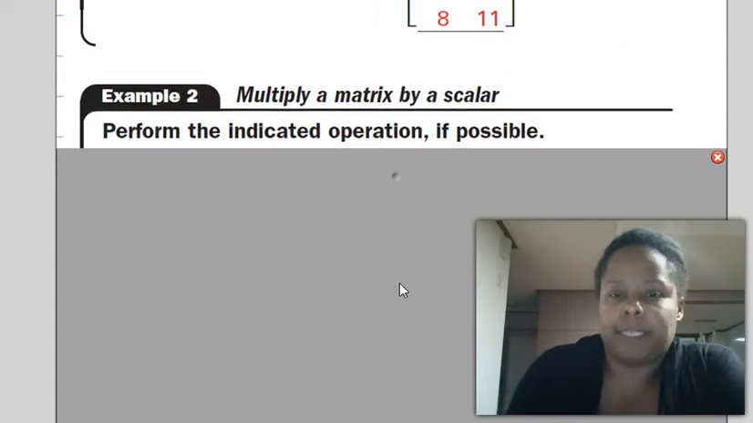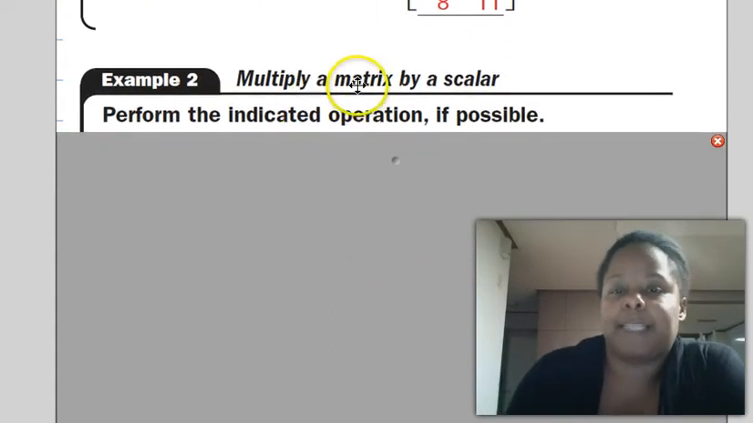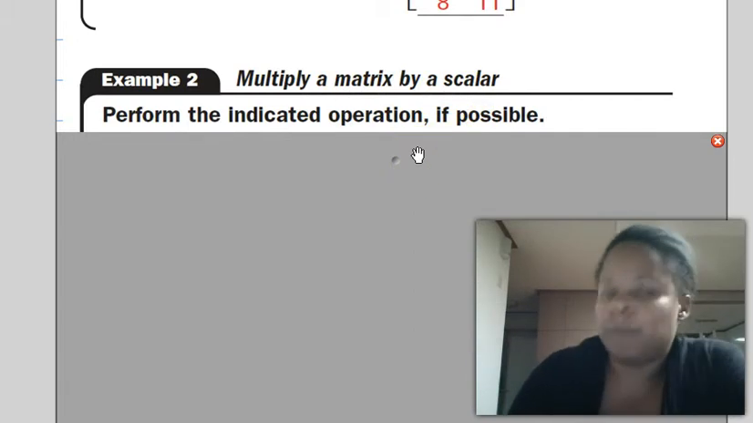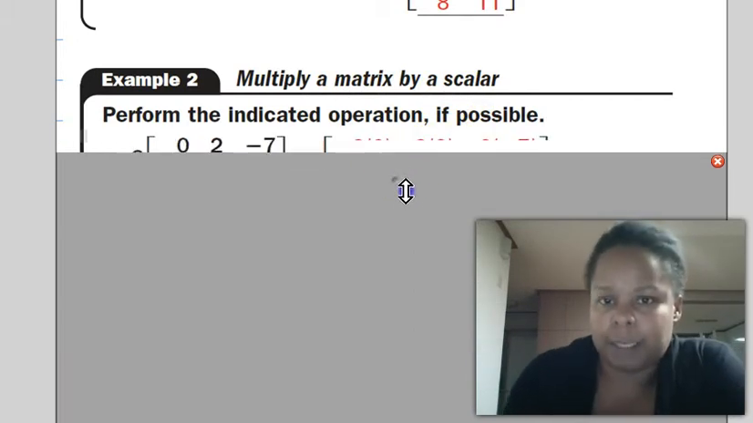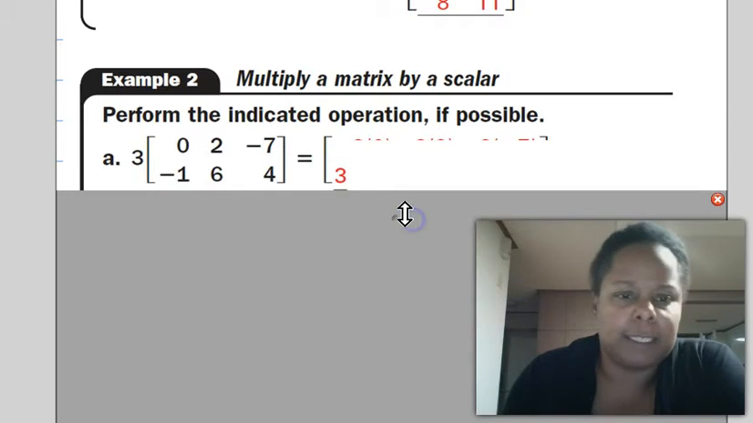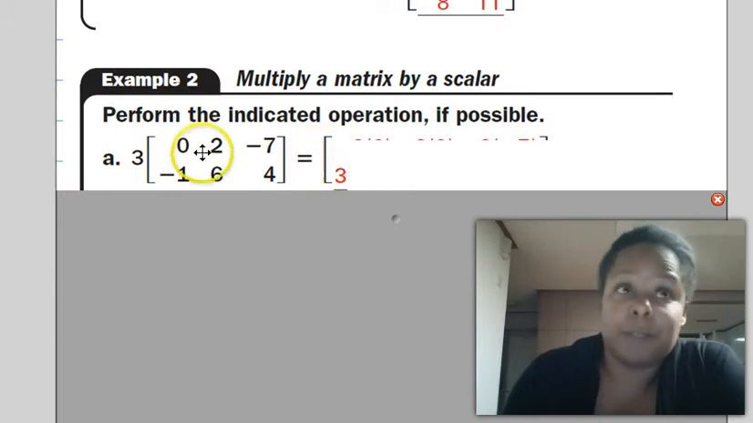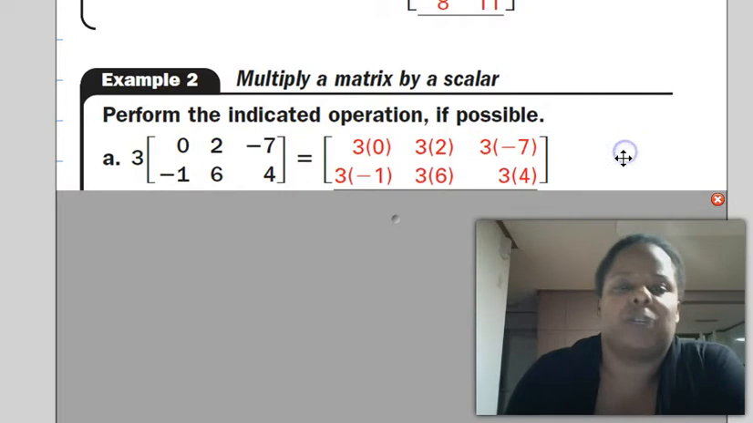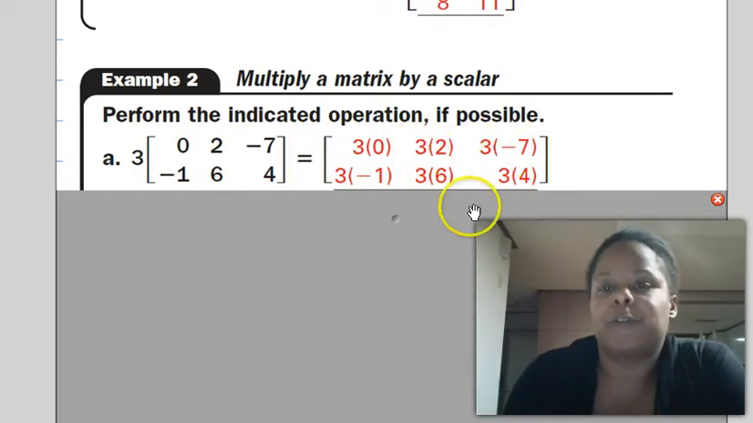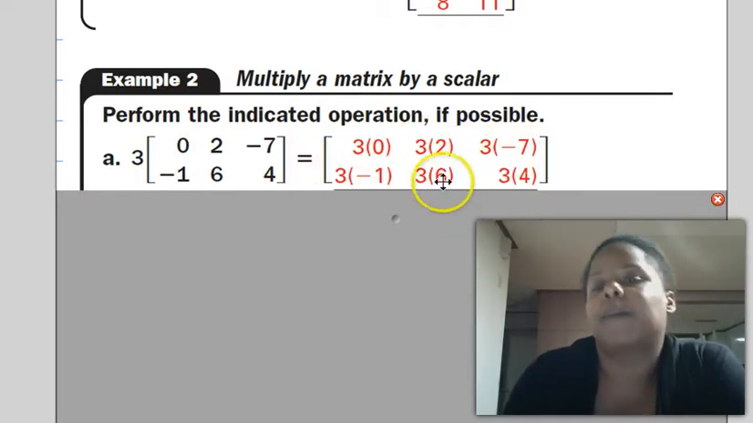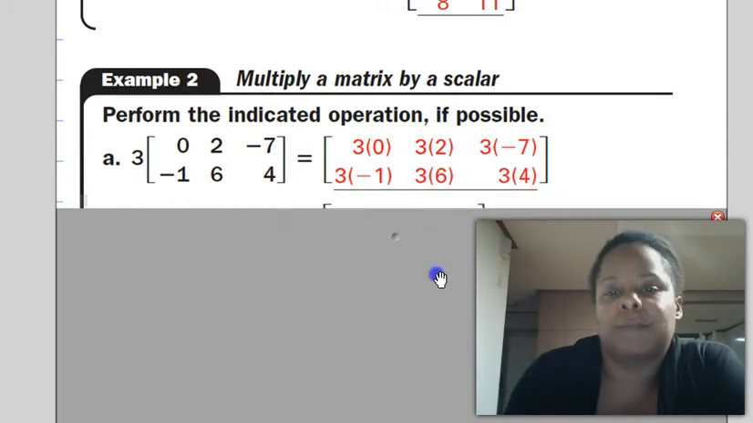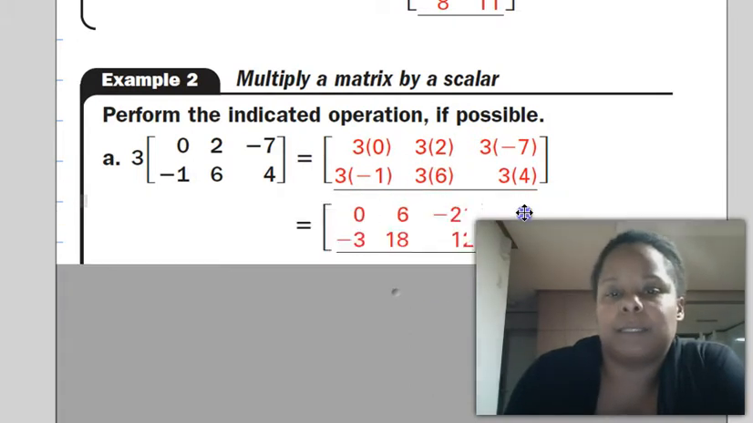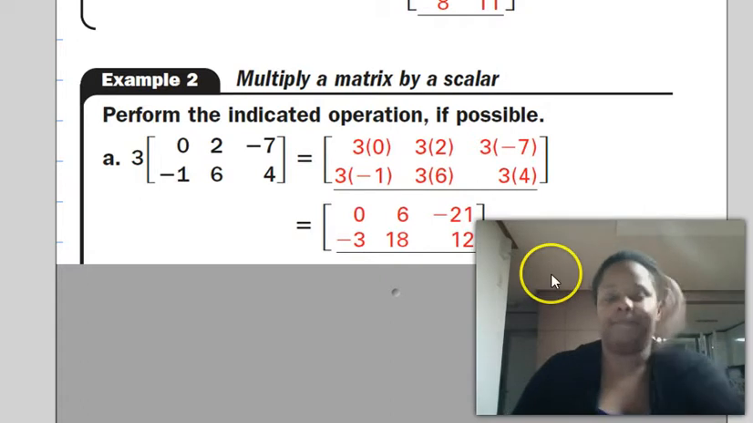Let's go over here for example 2. Now let's multiply a matrix by a scalar. If you remember, scalar multiplication is kind of like multiplying a vector by a number. So that scalar is a number. For this example, we're going to multiply this matrix by 3, which means we're going to multiply 3 by each element in the matrix. 3 times 0, 3 times 2, 3 times negative 7, 3 times negative 1, 3 times 6, 3 times 4. And the resulting matrix is this.